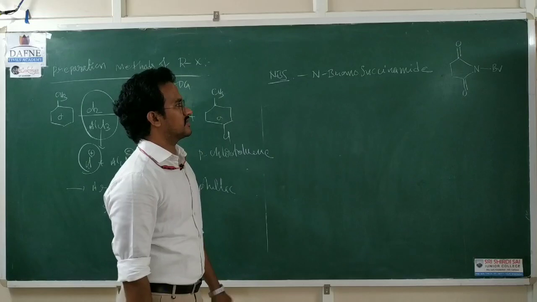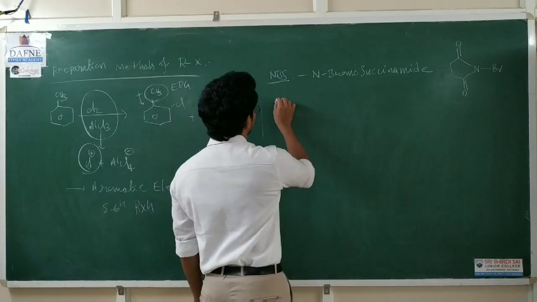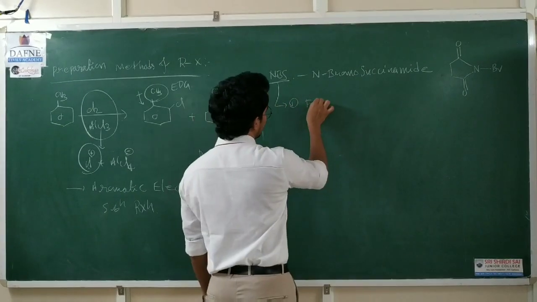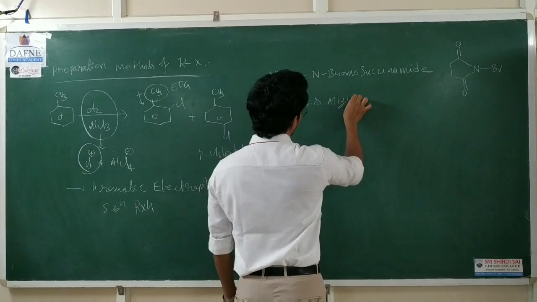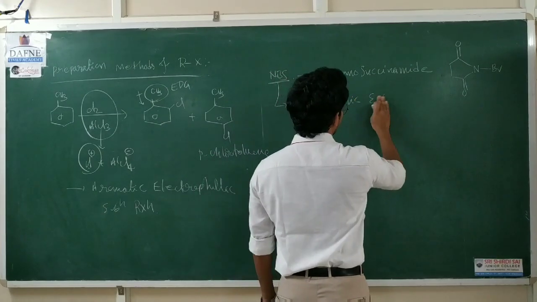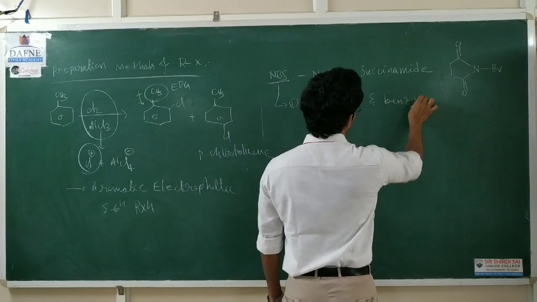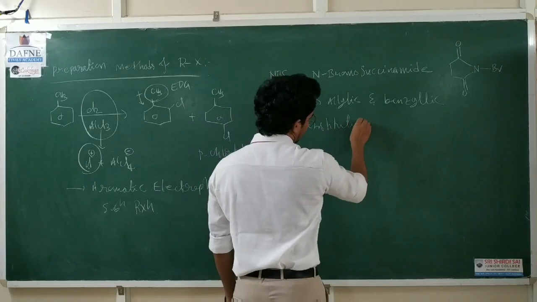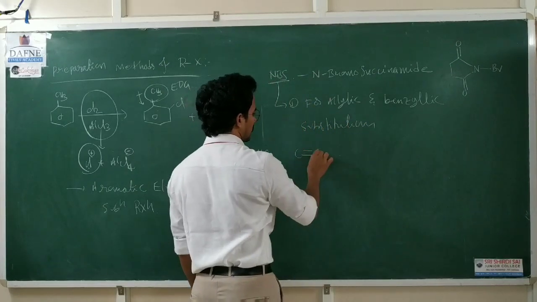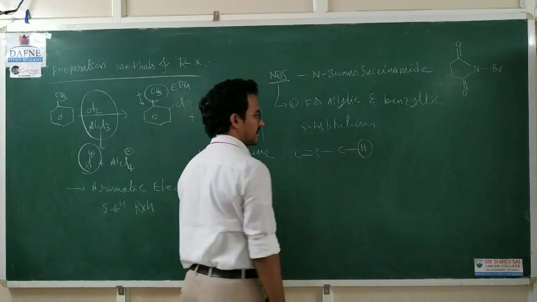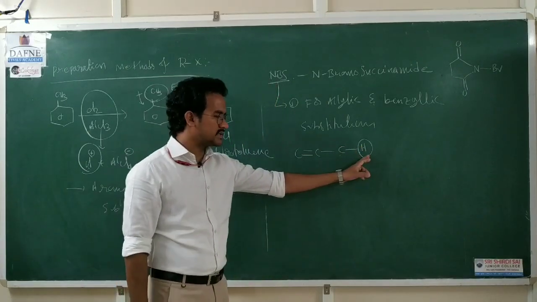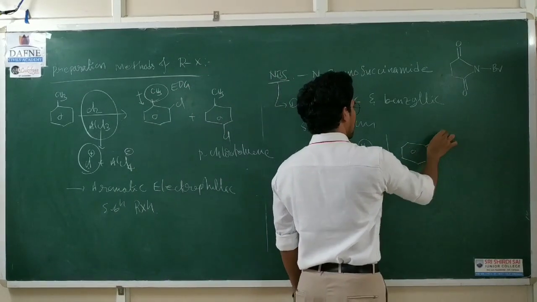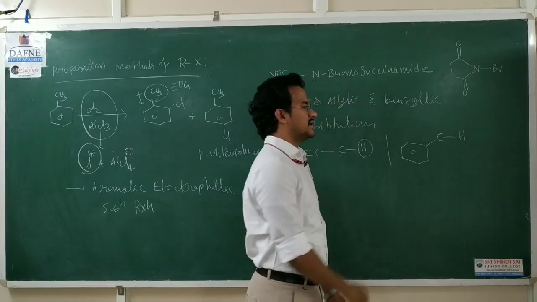that is a dicarboxylic acid. Now here, there is one specific character for this NBS: it is for allylic and benzylic substitution. That means here C double bond C, and this is the allylic carbon and this is the allylic hydrogen. Next, the carbon which is attached to the benzene is a benzylic carbon.